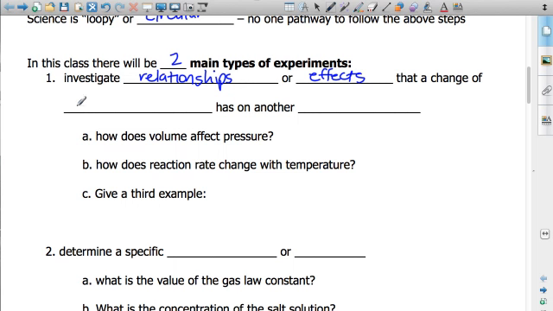That one variable has on another. I'll talk about what a variable is in a minute. So for example, how does volume affect pressure? Or how does a reaction rate change with the temperature? So I want you to take a few moments and come up with a third example of this type of experiment now.